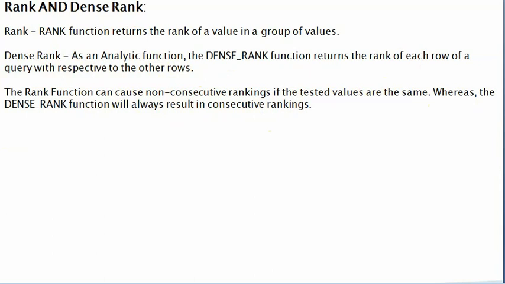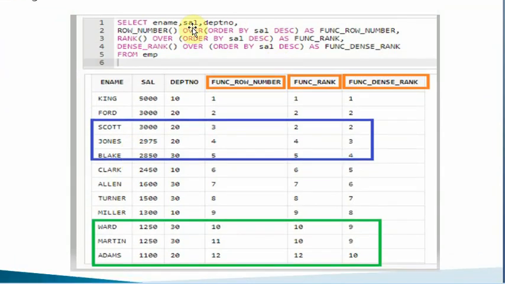So we'll see some examples. I have a query here where I fetch data from the employee table: the employee name, the salary, and the department number. Here I have used the ROW_NUMBER function, so I have to use an analytic OVER clause. I have ordered by salary, and this is the alias I have given. Similarly for RANK I use the OVER clause with an ORDER BY, and similarly for DENSE_RANK as well. So you can see the differences here.